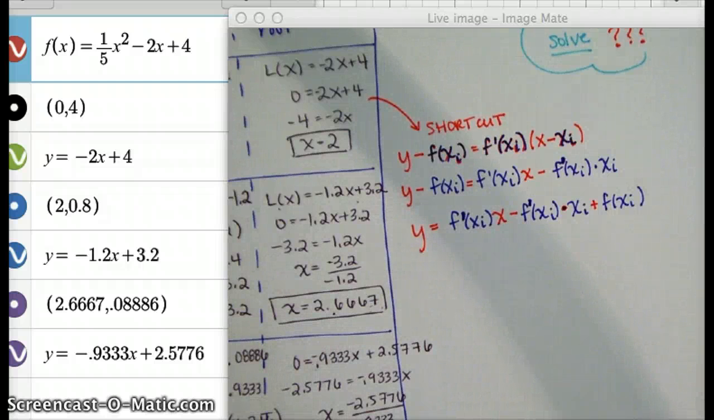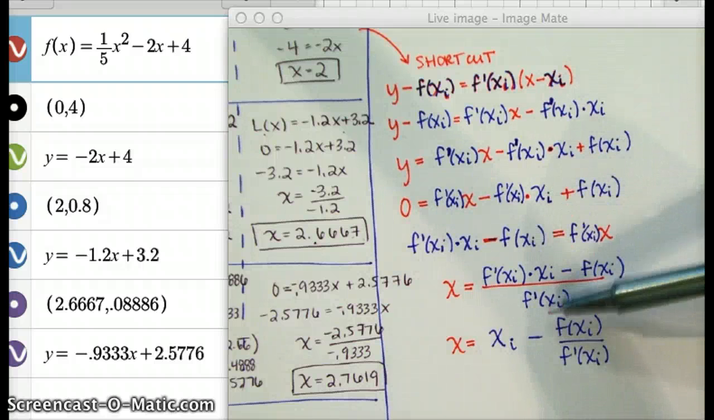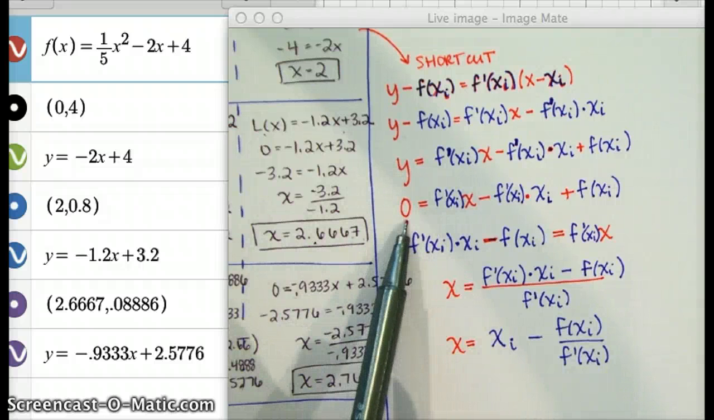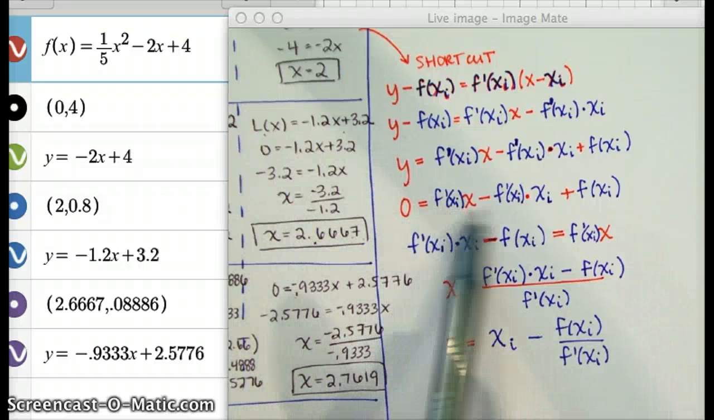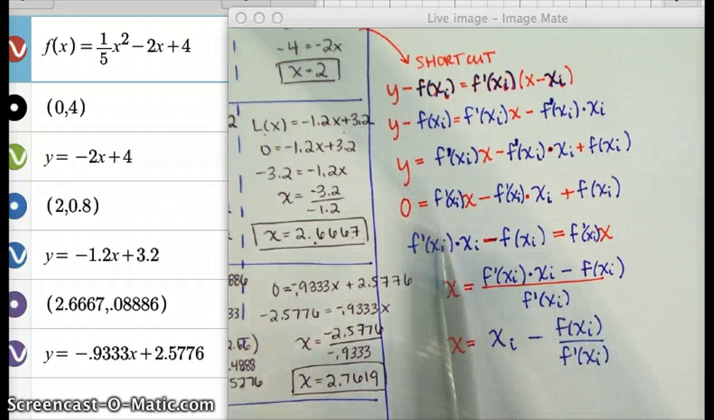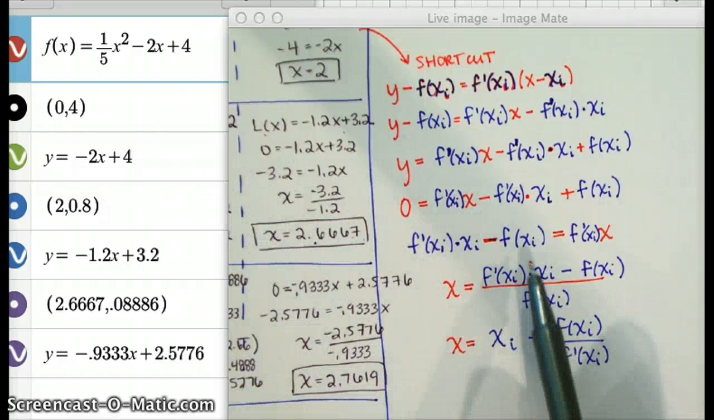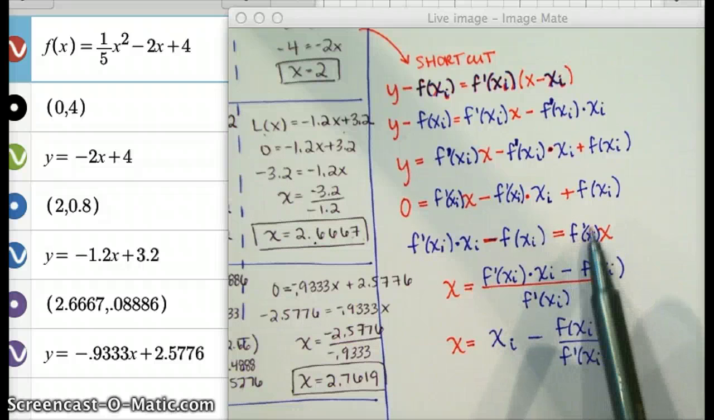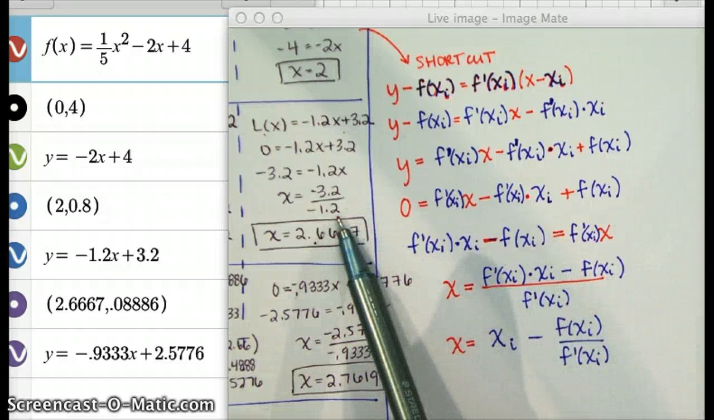It looks like this. And you don't need to write down or study this math, but you should understand basically what I'm doing. There I set it equal to 0, just like I did with numbers right here. At this step right here, I moved these two terms over to the left, just like I moved 3.2 over to the left. And then I divided both sides by the coefficient of x, which is the derivative right there, just like I divided by negative 1.2.